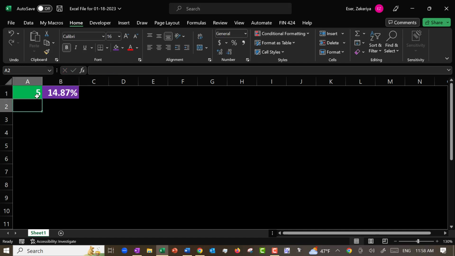It's 5, it's 30, so on and so forth. That's the power of Excel for you. Yes, you can make that calculation in financial calculators, but there are other things you cannot do in financial calculators.